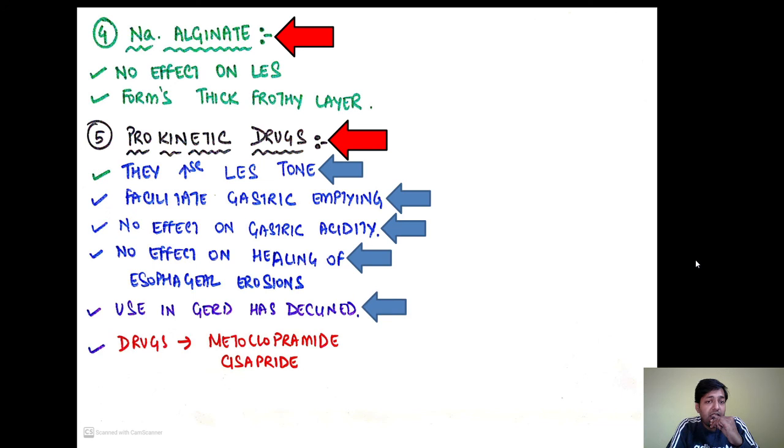The use in GERD has declined. The drugs that were used were metoclopramide and cisapride. So these are just for exam purposes, that if you want to write just to complete the list, we are having the prokinetic drugs. This is the only group of drug which is having any effect on the lower esophageal sphincter.